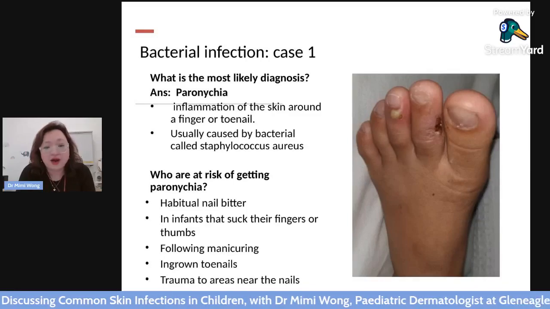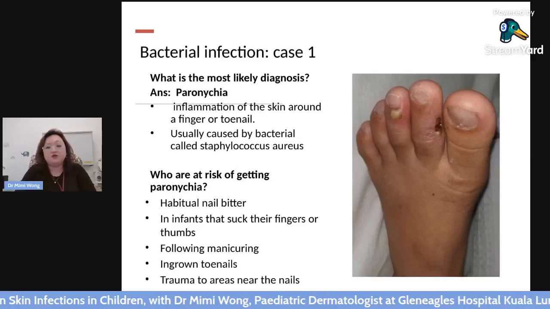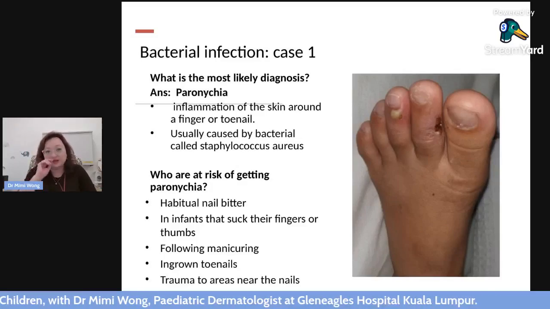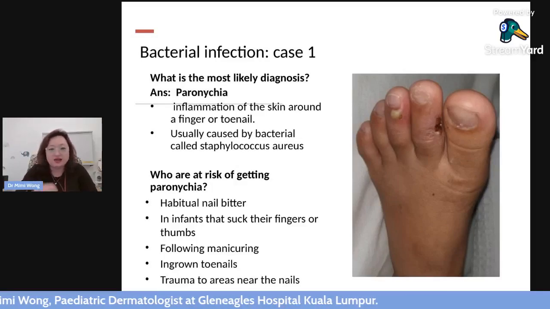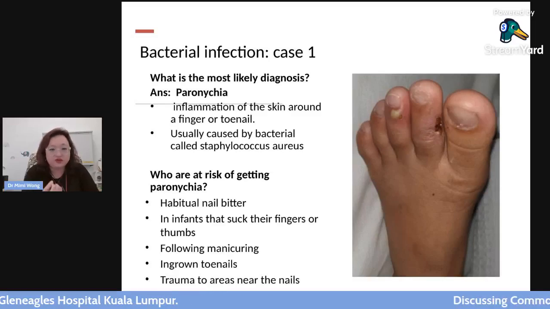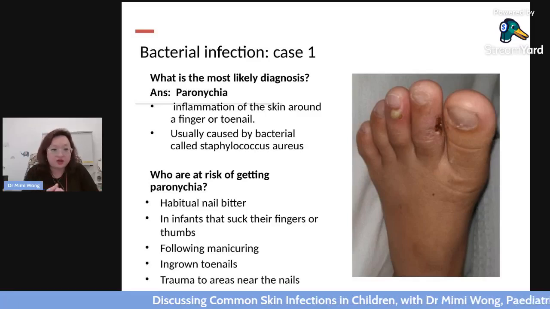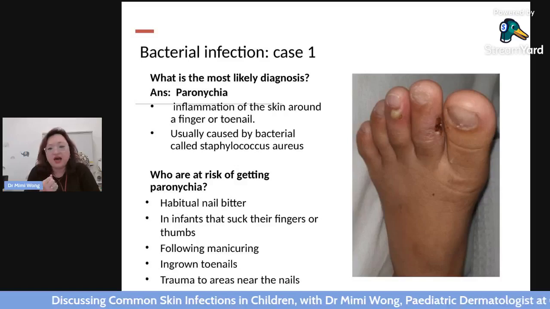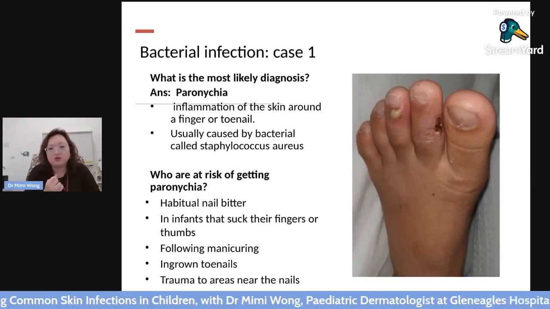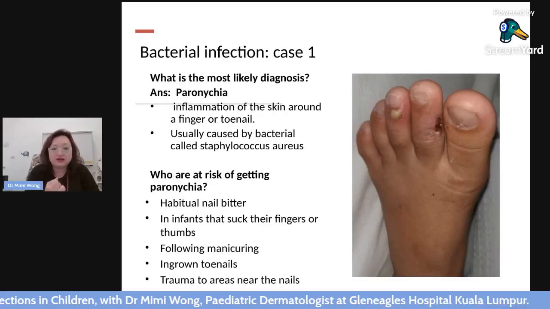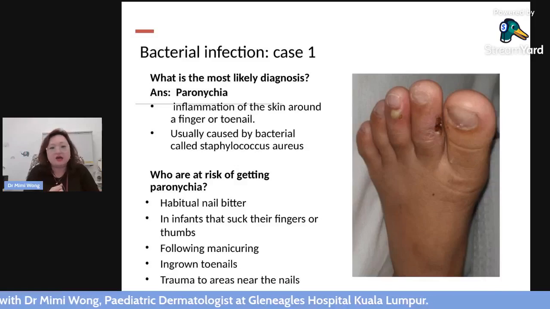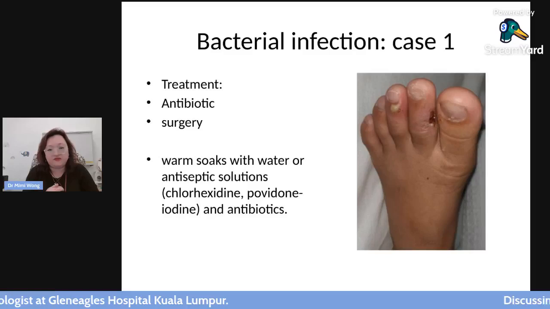So who is at risk of getting paronychia? Those who have a habit of biting nails, those nail biters tend to cause injury to the skin around the nail, are also at risk of getting paronychia. And infants that suck their fingers and thumbs are also at risk. And those who do a lot of manicure, pedicure are also at risk. And those who have ingrown toenails and also have trauma to the area near the nails, such as in this case, have an increased risk of getting this paronychia caused by bacterial infection.